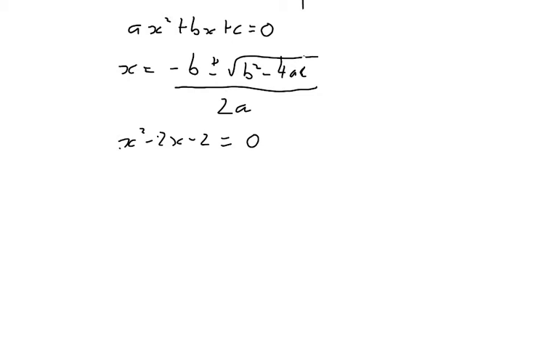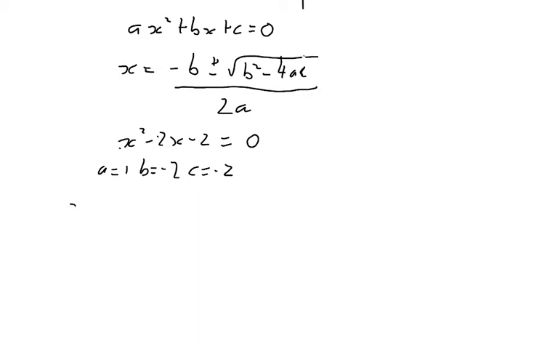So what we have is, well, a will equal 1, because there's nothing in front of the x squared, so that's 1. B is equal to negative 2. C is also equal to negative 2. So what we do is just using algebraic substitution, we sub it in.